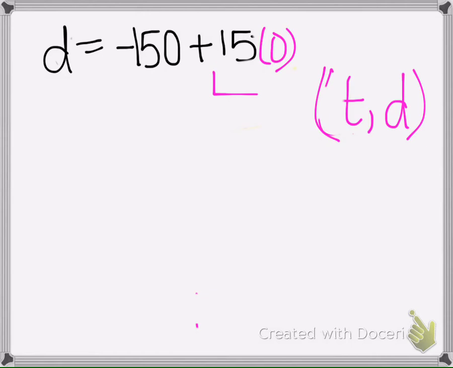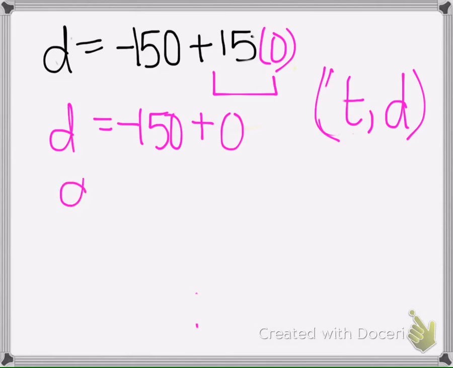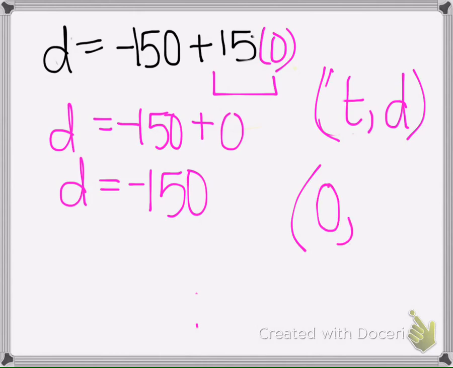So instead, now we're going to plug in the 0 here. We're going to simplify 15 times 0. So at the time we plugged in, 0, the depth is negative 150.